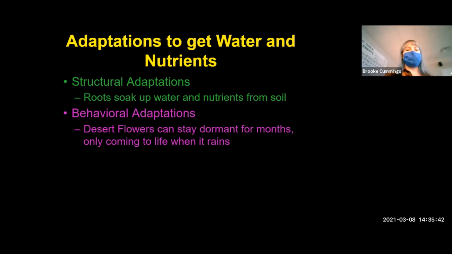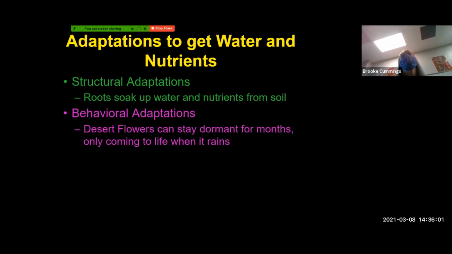So those flowers only come out when it rains because it takes water to produce a flower. It takes energy to produce a flower. And if it's not going to help it at that time when it's super dry, then it just won't be there. A lot of bulb flowers that you see in the spring are the same way. They stay dormant in bulb form until the spring, and then they end up dying off when it gets too hot in the summer.